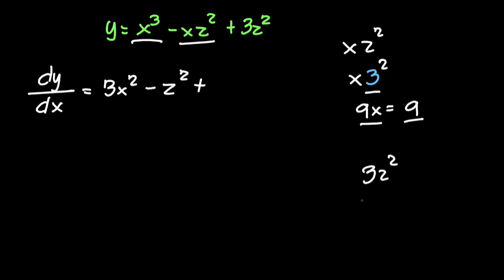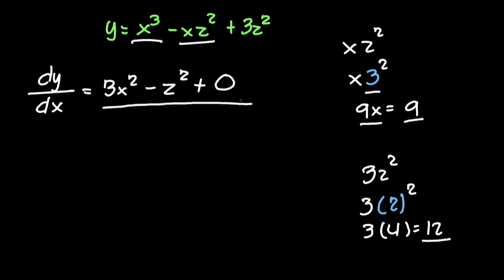If you replace z with a constant, let's say this would be 2 now. 2 squared would be 4. Multiply it by 3. You would have a number of 12. And since 12 here is a constant, the derivative of any constant here is 0. And so this would be the partial derivative with respect to x. Let's now focus on the derivative of y with respect to z.